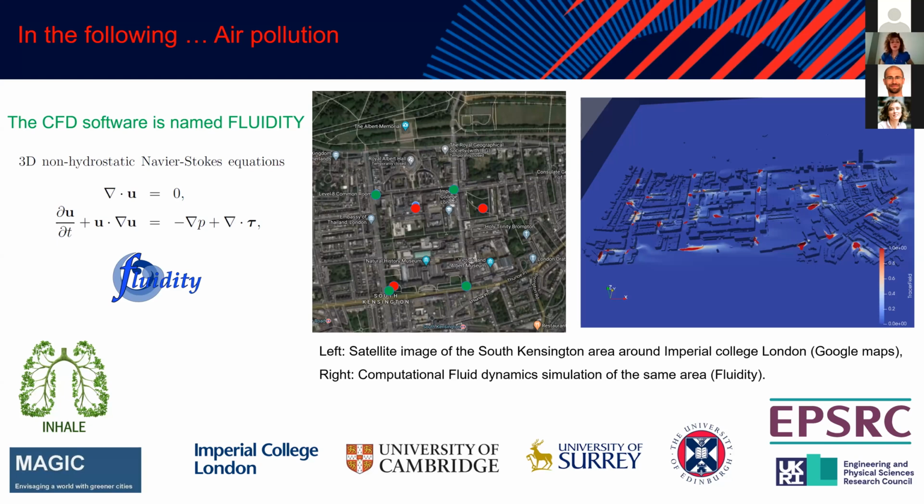So the computational fluid dynamics software is based on the Navier-Stokes equation. And we are showing over the next slides a real test case scenario. Actually, this is the campus of Imperial College. On the top of the image, you see Hyde Park in London. So this is in South Kensington, which is a borough of the City of London. And on the right-hand side, you see the computational fluid dynamics version. So these red points are where there are busy junctions, so a higher concentration of pollution.